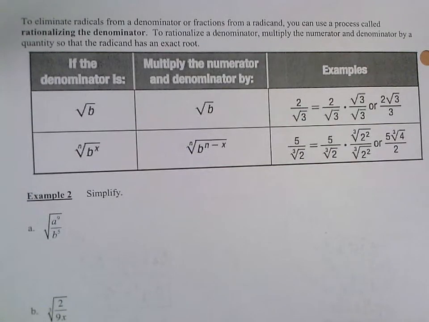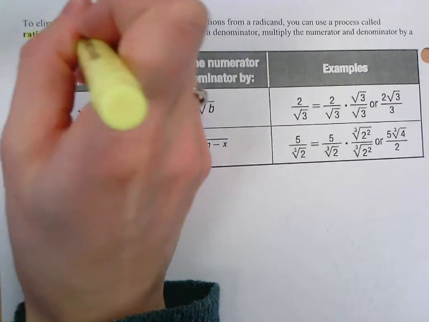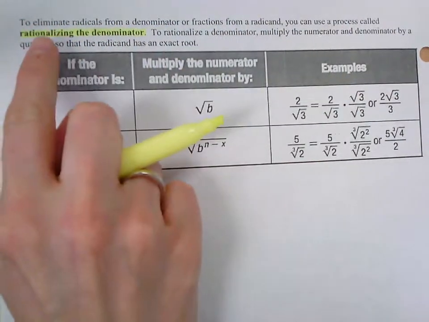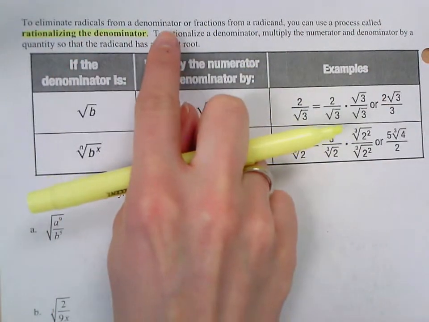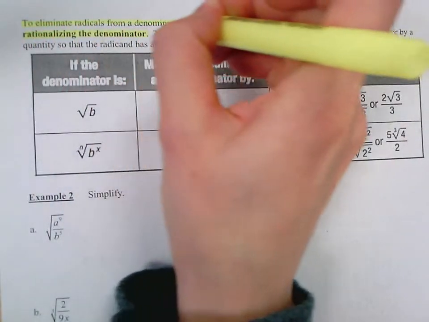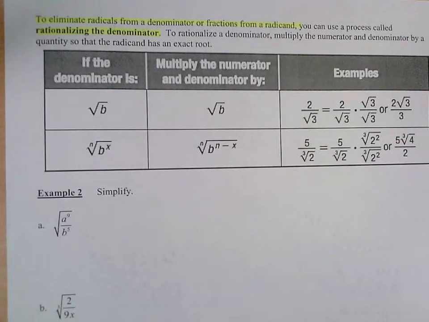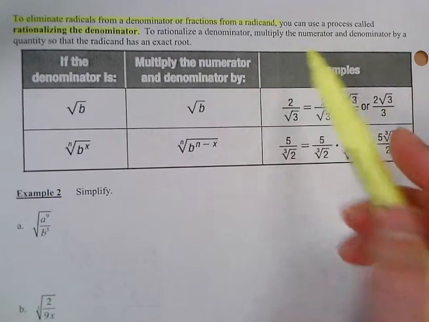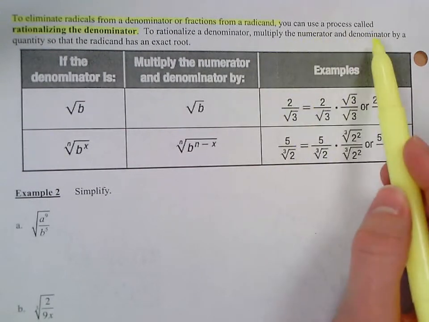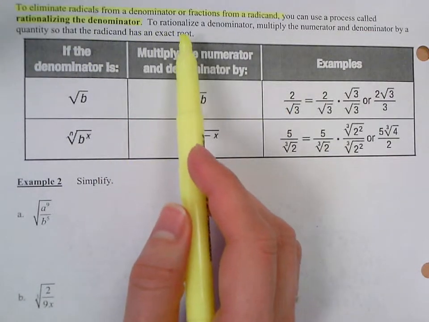Make sure you understand this phrasing also. Rationalizing the denominator means to eliminate radicals from a denominator or fractions from a radicand. So getting a fraction out of a radical or getting a radical out of a denominator is called rationalizing the denominator. It says to rationalize the denominator, you multiply both the numerator and denominator by a quantity so that the radicand has an exact root.